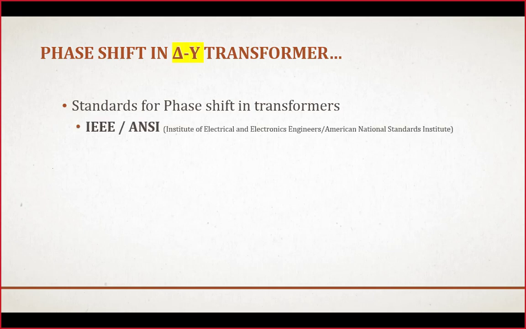Now the first standard is IEEE standard and ANSI standard, Institute of Electrical and Electronics Engineers, and their corresponding private standard maintaining body is American National Standards Institute, and second standard is IEC, International Electrotechnical Commission.